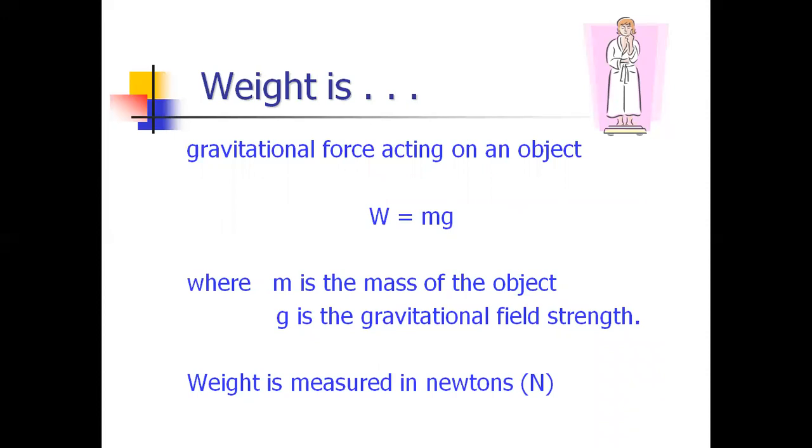If you want to find the weight of something on Earth, then its mass will be multiplied by the gravitational field strength of the earth, that is 10. For example, if an object has a mass equal to 40 kilograms, then its weight will be 40 multiplied by 10, that is 400 newtons. As weight is a force, its unit is also newton.